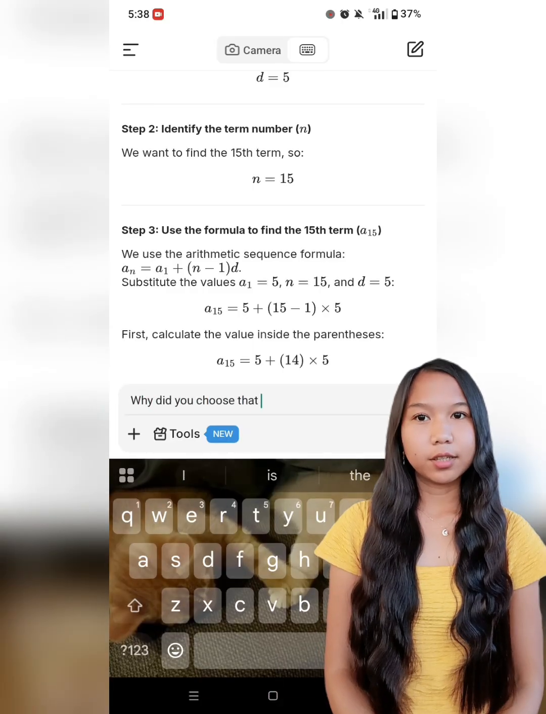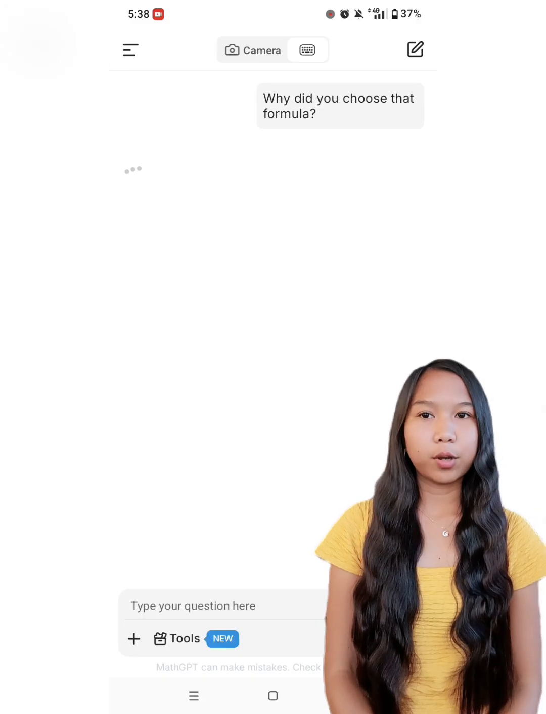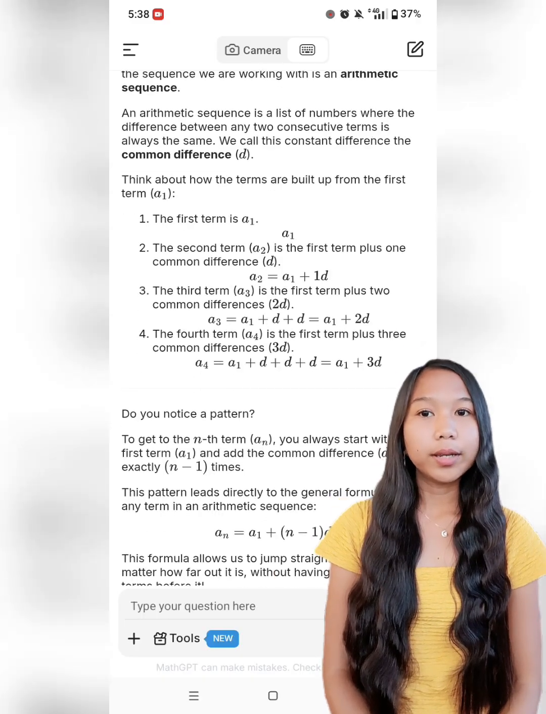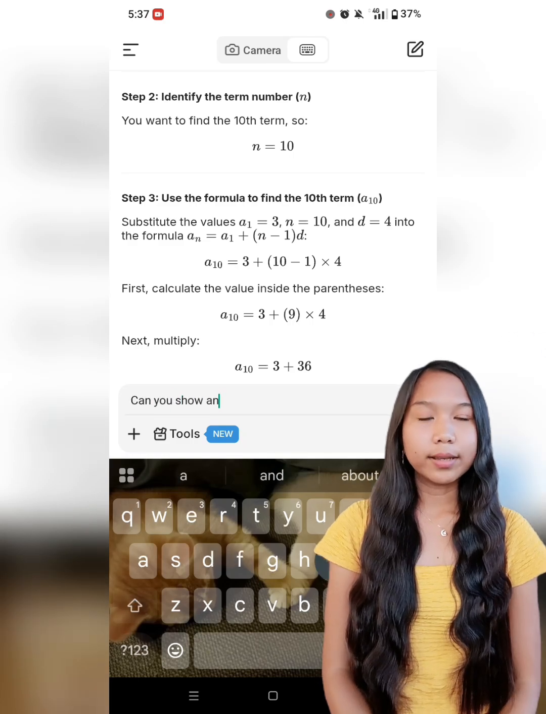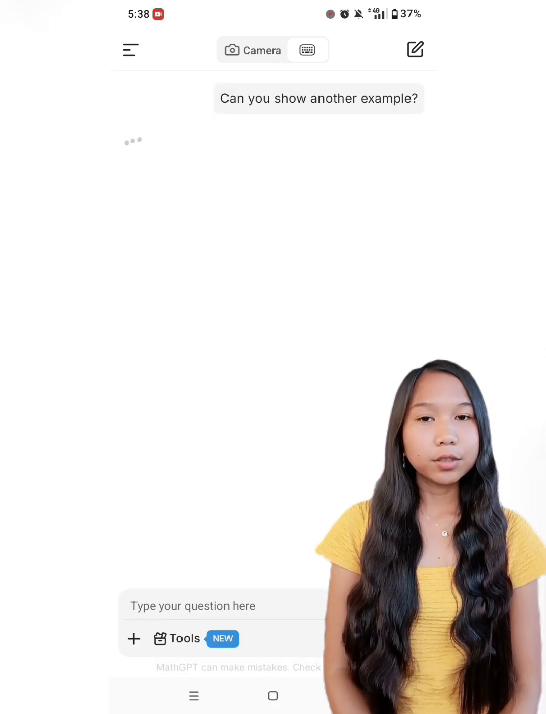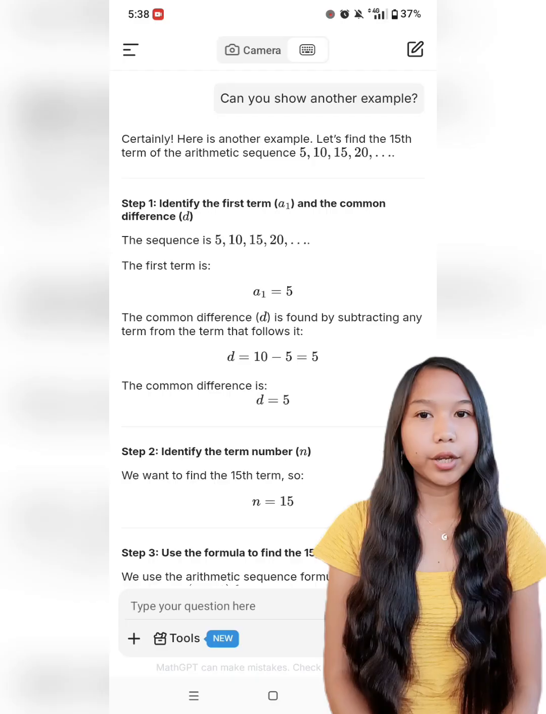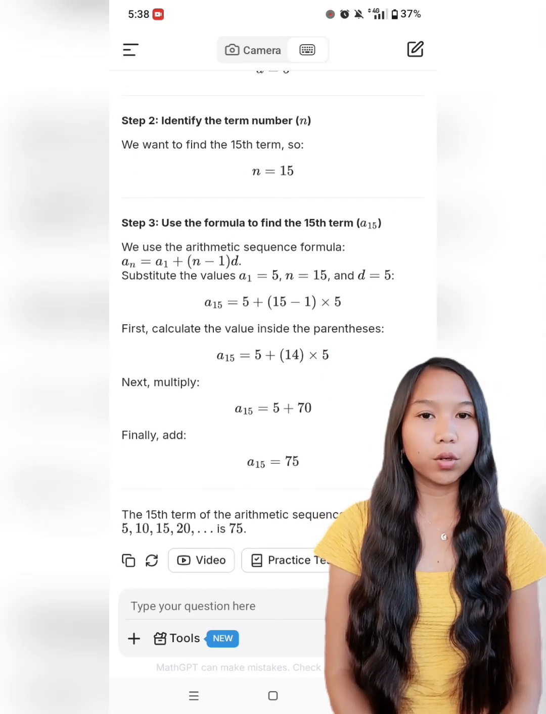If something isn't clear, you can ask follow-up questions. For example, why did you use that formula? Can you show another example? So, MATH GPT works like a tutor. You can keep the conversation going.